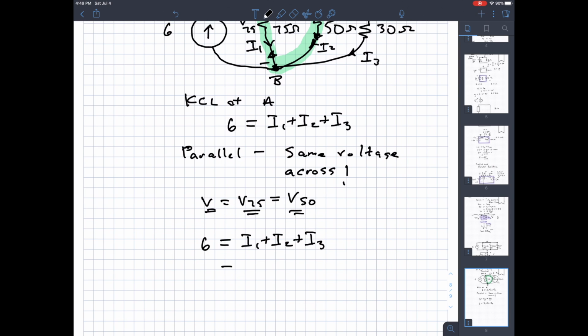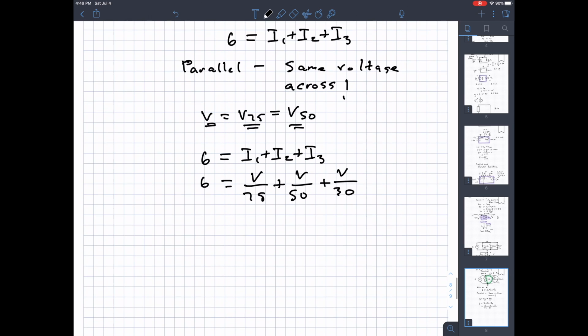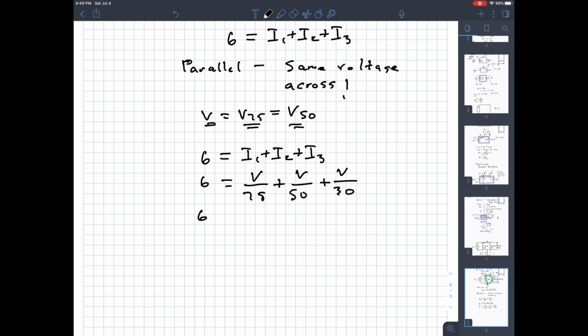Okay, I1 is V over 75. I2 is the same V, that's the whole point, it's parallel voltages. The same V divided by 50. I3 is the same V divided by 30. I can pull this out and I get that 6 is equal to V times, pulling out the V, 1 over 75 plus 1 over 50 plus 1 over 30.